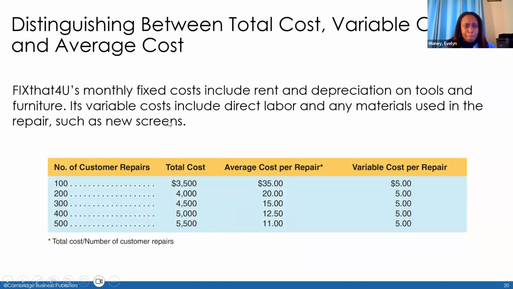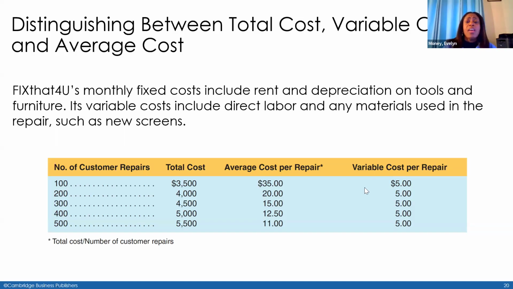Now, let's take a look at this. So, we're going to distinguish between some costs here, between total cost, variable cost, and average cost. So this company has monthly fixed costs that include rent and depreciation on tools and furniture. It also has variable costs that include direct labor and any materials used in repair, such as new screens.